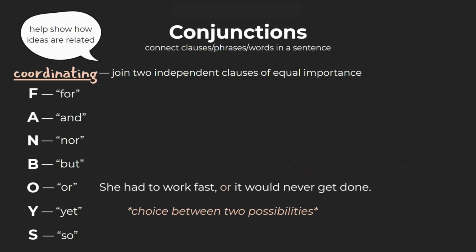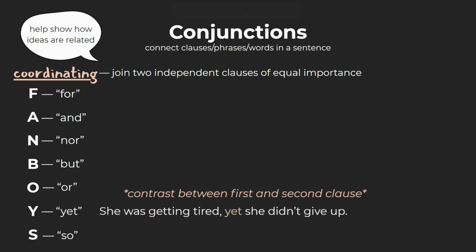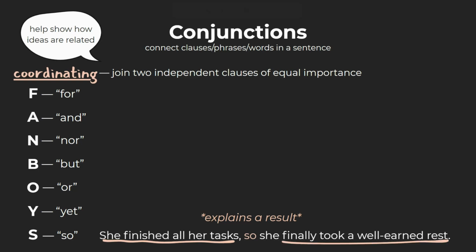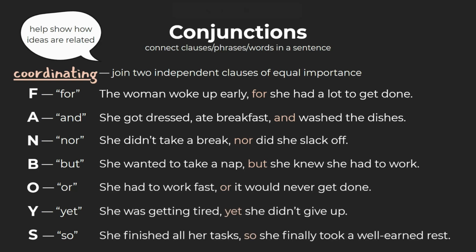Or gives the choice between two possibilities. Here, she needs to choose between working fast or the work never getting done. Yet shows a contrast between the first and second clause and functions similarly to but. Here, although she was getting tired, she didn't give up. And finally, so explains a result. The result of her finishing her tasks was being able to take a well-earned rest. Note that when a coordinating conjunction joins two independent clauses, we usually place a comma before it.